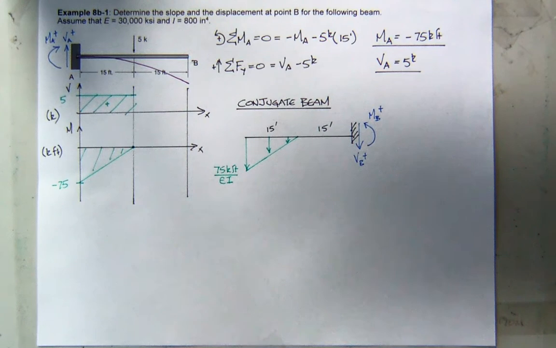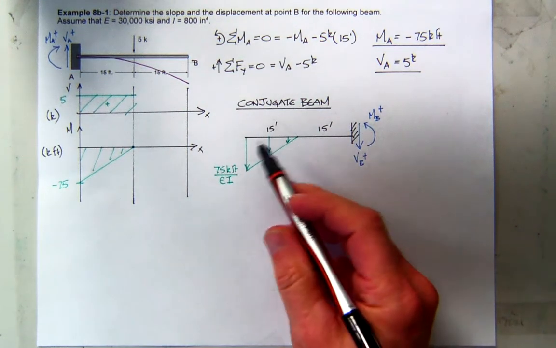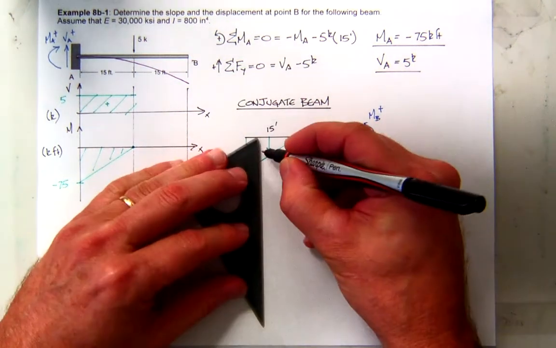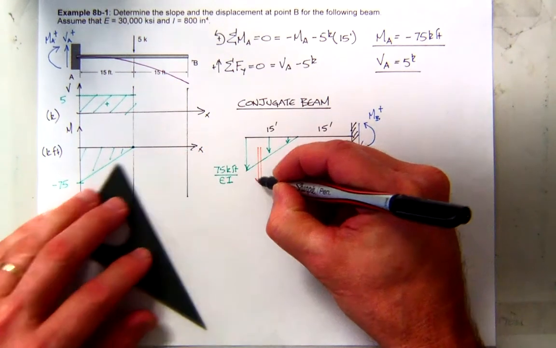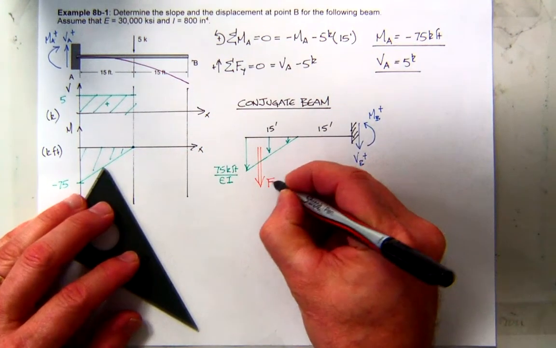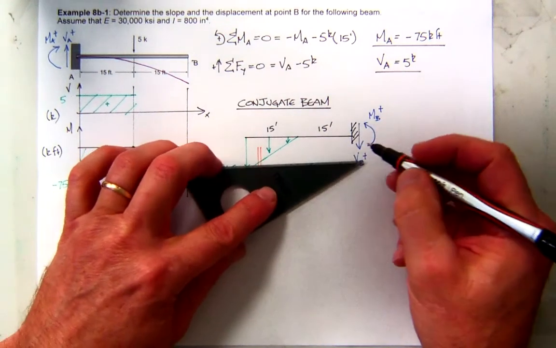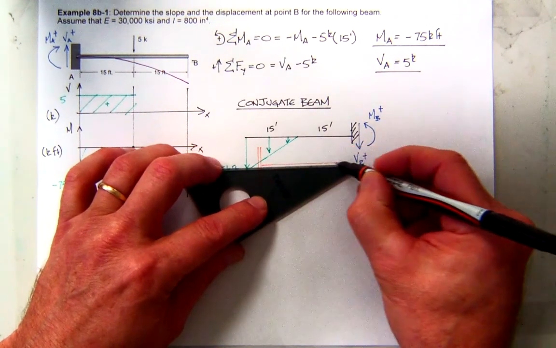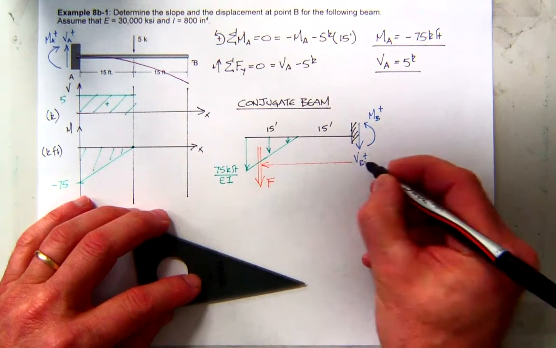So the first thing I want to do is I don't want to deal with this. This is a pain. So I'm going to make that a concentrated equivalent force. I'll just call it F. And I'm going to try to figure out the distance D from the supports to that place.